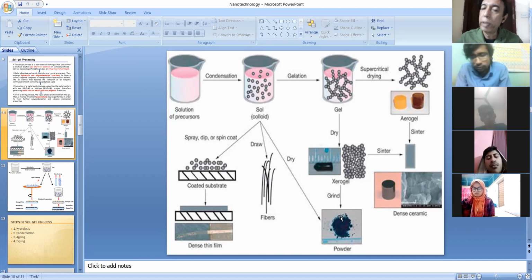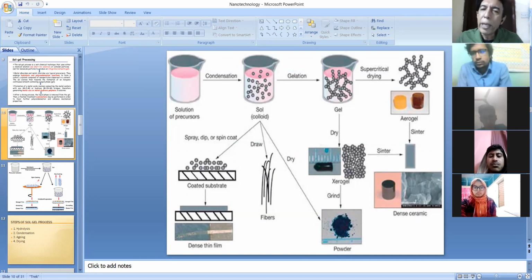This is also nanoparticle. Or you can sinter it. Sintering means pressing it; you can press it into a definite shape. So you can sinter it to form a dense ceramic. We can sinter glass also. You have used a sintered glass crucible in your laboratory to filter any precipitate.